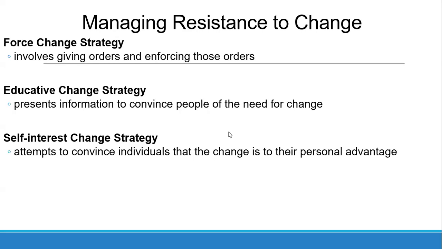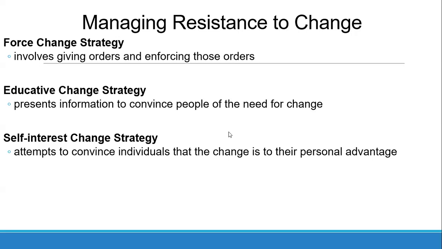And the avenues that they may utilize include the force change strategy, which is more or less like the dictatorial approach or the military approach, wherein the corridors of power issue orders and enforce them by requiring all the followers to align with it in order to achieve the change that they are looking out for.